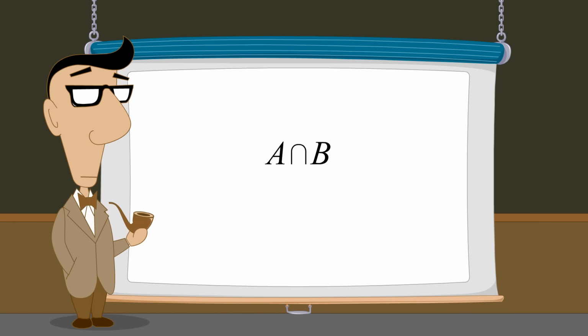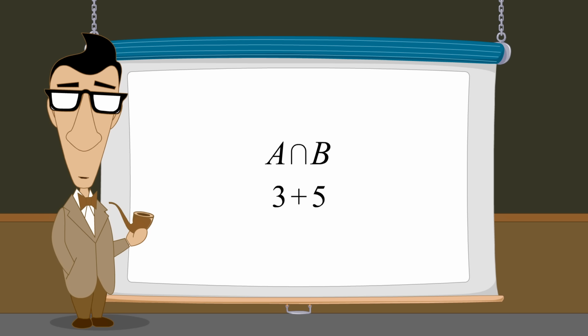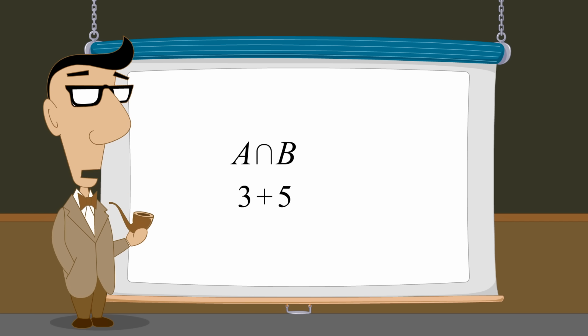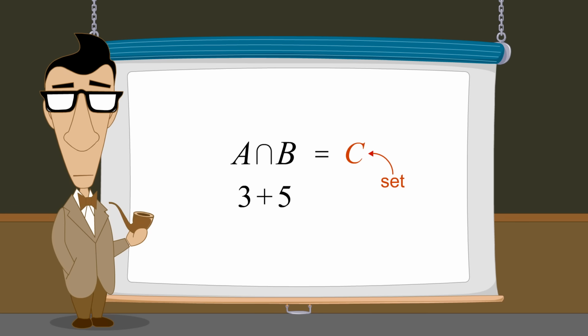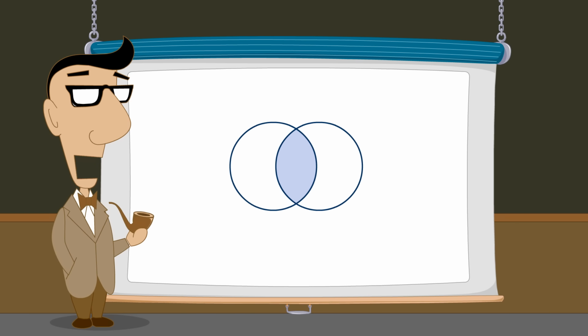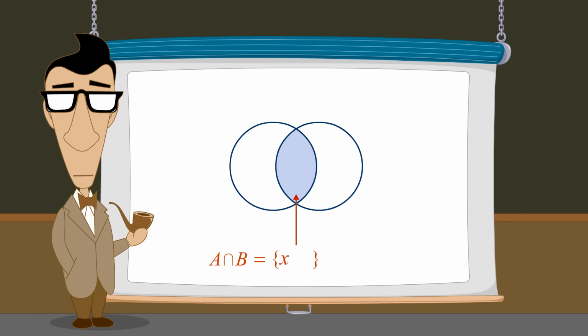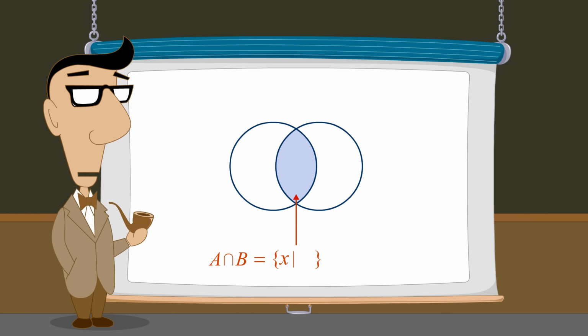Forming the intersection of two sets is a binary set operation, in the same way that forming the sum of two numbers is a binary numerical operation. The result of this set operation is another set, just as the result of this numerical operation is another number. Using set builder notation, we can write the definition of an intersection formally as: the intersection of sets A and B is the set of all elements X such that X is a member of A and X is a member of B.